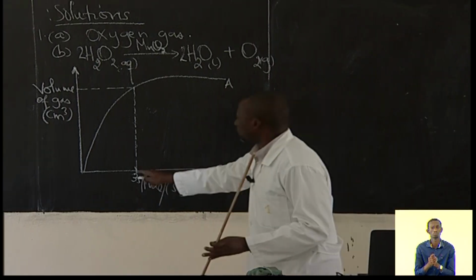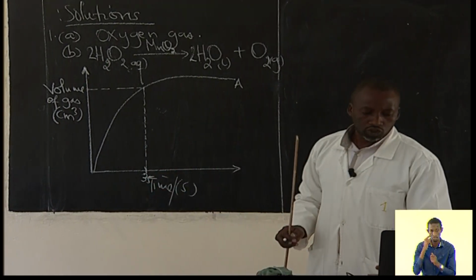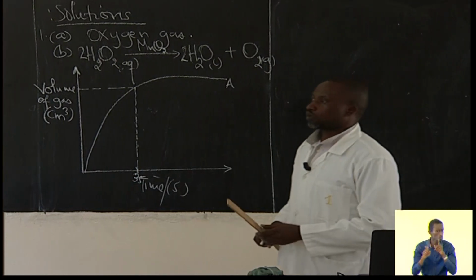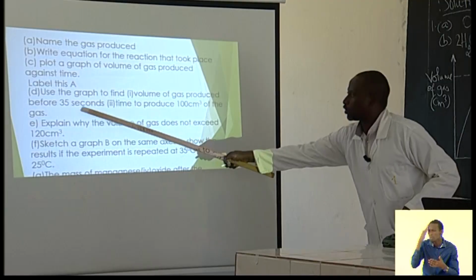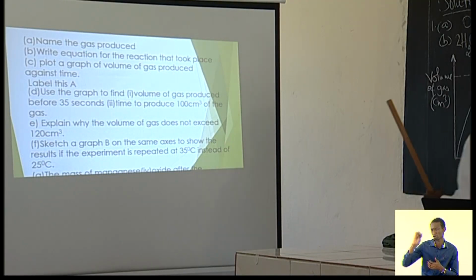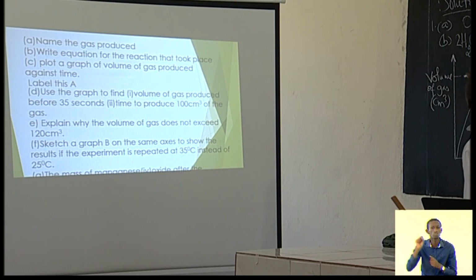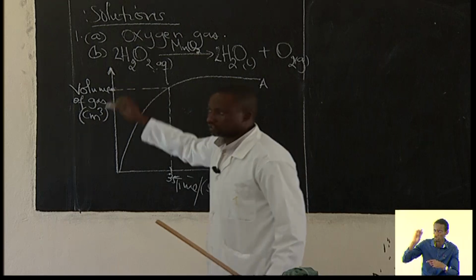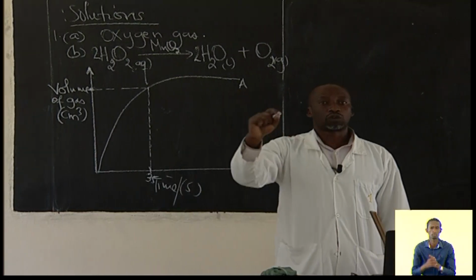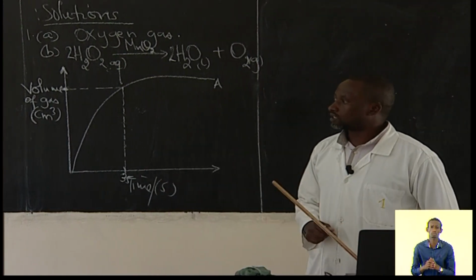So here, before 35, the question was asking us to use the graph to find the volume of the gas produced before 35 seconds. So we are moving across. This is the volume of the gas here, so you read the volume at this point. That will be the volume that is produced before 35 seconds.